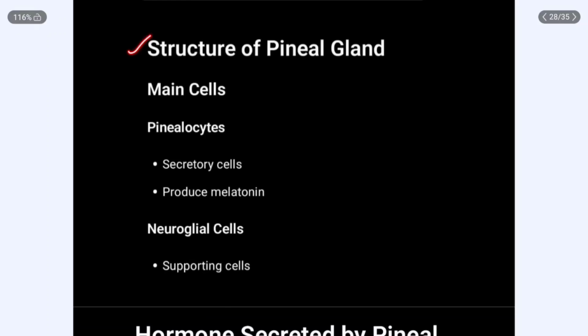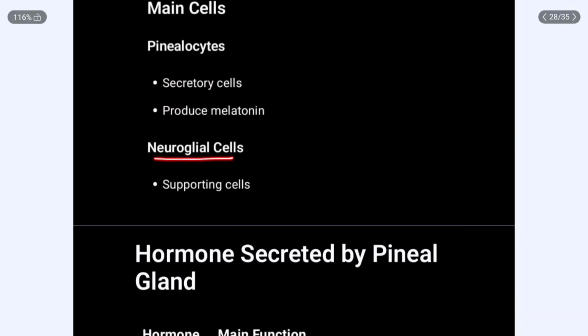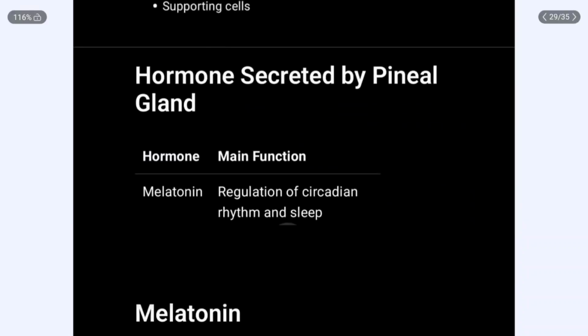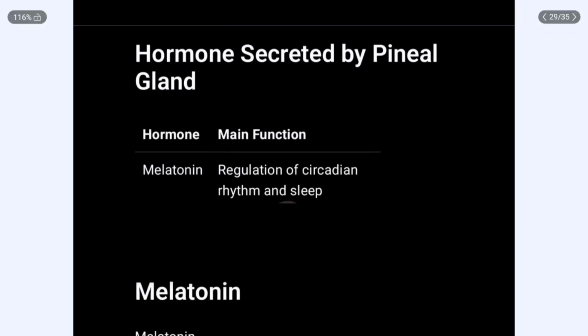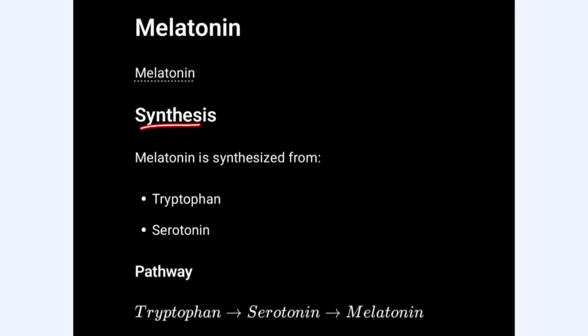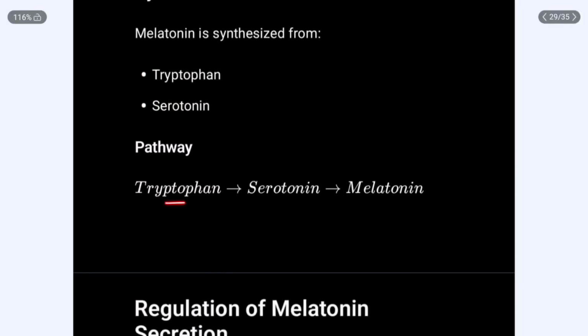Now let's see the structure of the pineal gland. The main cells are pinealocytes, which are the main secretory cells that produce melatonin. And there are neuroglial cells, which are the supporting cells. The hormone secreted by the pineal gland, melatonin, helps in regulation of circadian rhythm and the sleep-wake cycle. Let's see the synthesis of melatonin. Melatonin is synthesized from tryptophan and serotonin. The pathway: tryptophan converts into serotonin, and serotonin converts into melatonin.